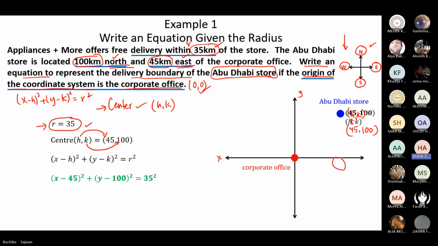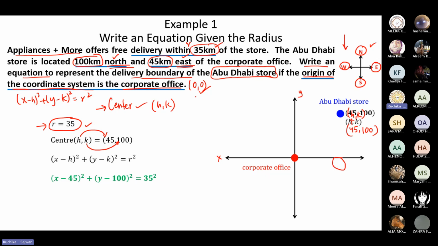Easy? Yes, but Miss, which one of the words indicates that 35 kilometers is the radius? I just explained to you. Read the first line. This store, which is open, the name is Appliances Plus More, offers free delivery within 35 kilometers. Huda, you are asking, right? So Huda, what I'm saying is that it is given that it is within 35 kilometers.